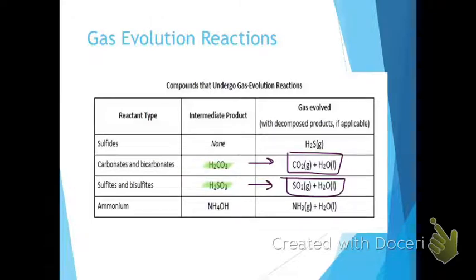And lastly, ammonium hydroxide is again also an unstable intermediate product. It's going to break down and form ammonia gas and water. So we can see in all of these that water was kind of taken out, and then whatever was left over was the gas that we formed.